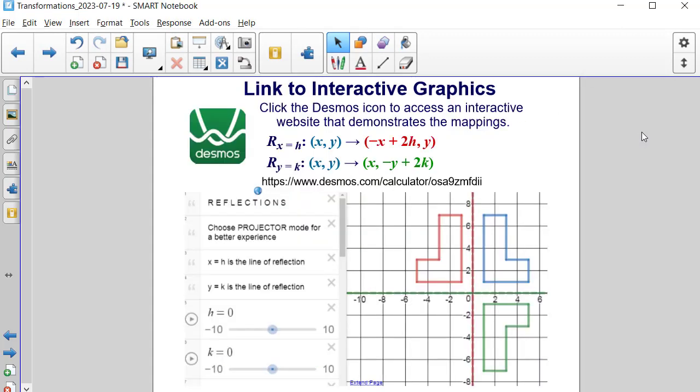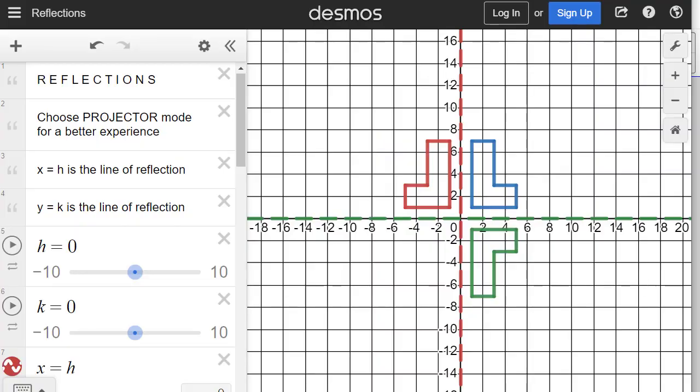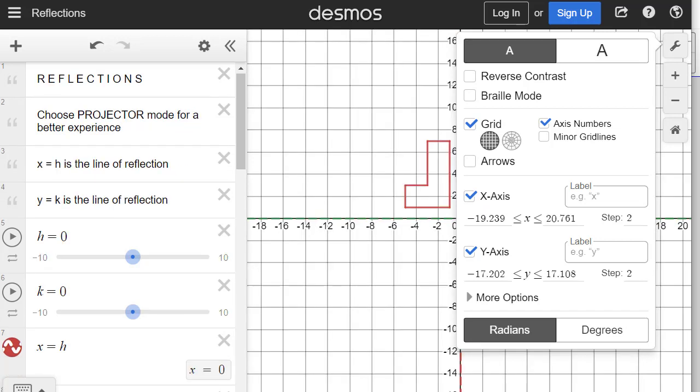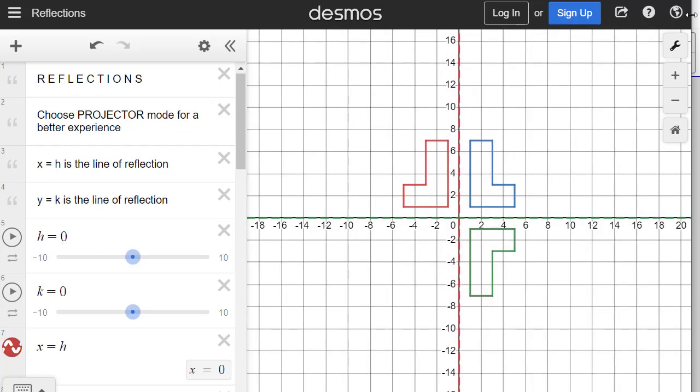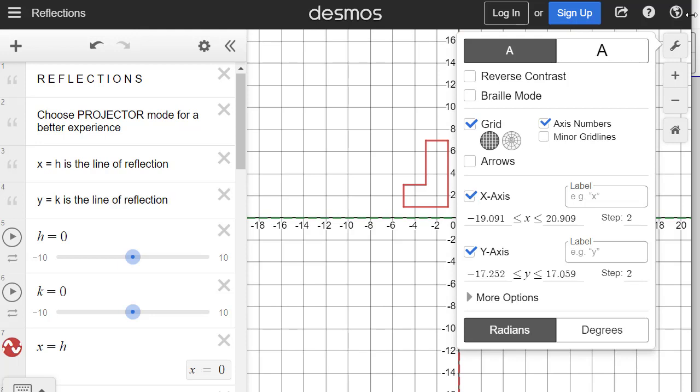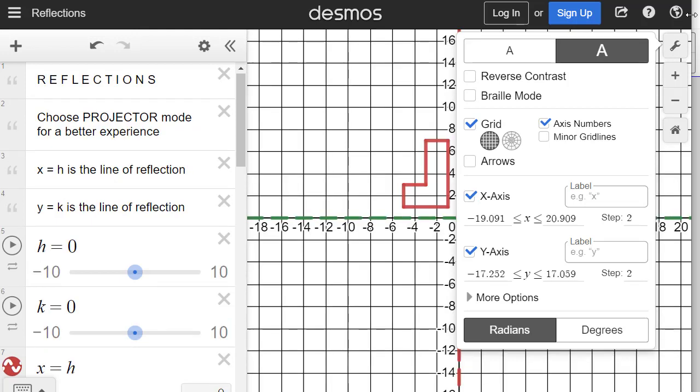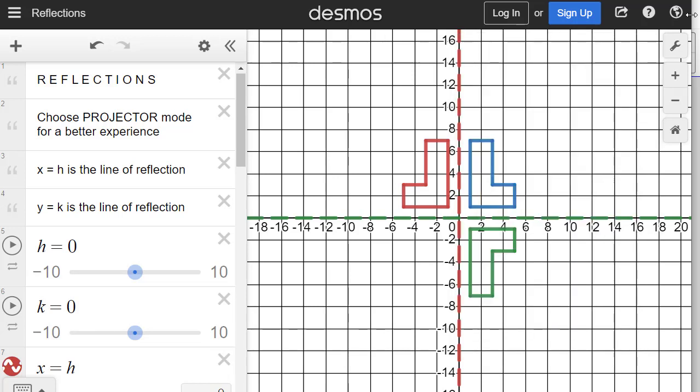We can also show horizontal and vertical reflections in a coordinate plane using a Desmos simulation. So if we click on this link, it'll take us to the simulation. If it doesn't appear in this format and it shows up like this, you can choose the settings command and make it a little bit bigger in terms of print, and it'll make the lines of our objects thicker as well. So let's first look at what happens if our line of reflection is x = h, or this vertical line.